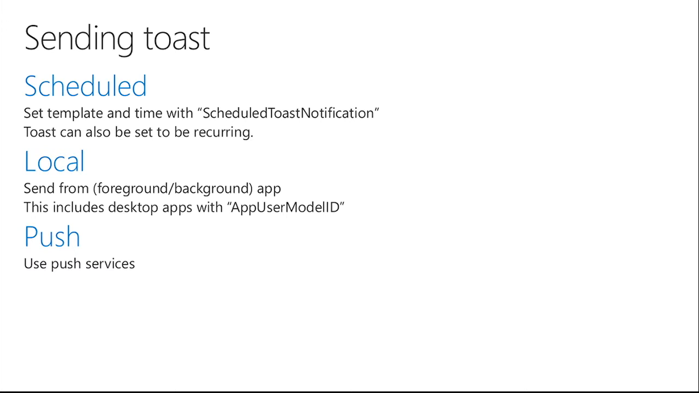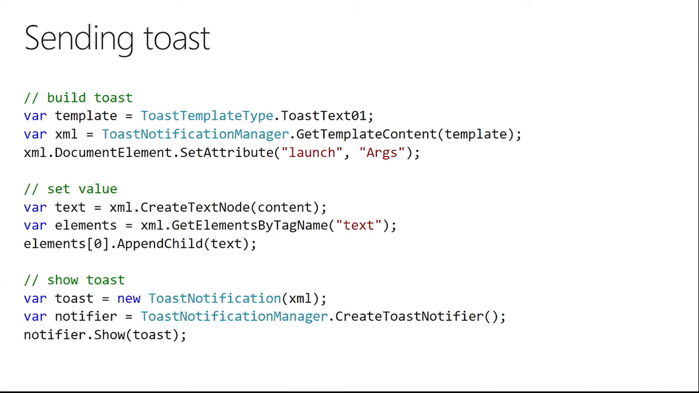So you can use all that. And there are a number of ways of sending toasts, kind of similar to what we had with the tiles. You can send them as scheduled toasts, setting a template and time with a scheduled toast notification. You can also set that to be on a recurring schedule. You can actually just have some local code. You can send a toast directly from your foreground or from a background task. And you can use push from the cloud, so you can use push services to send toast through as well. In fact, that's what I showed from the app mobile services thing.